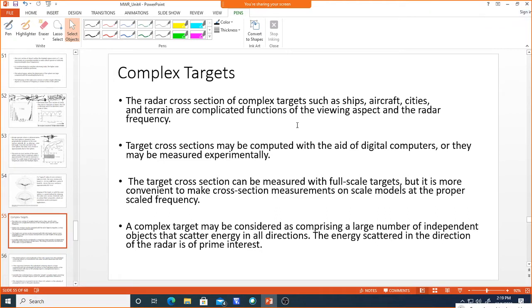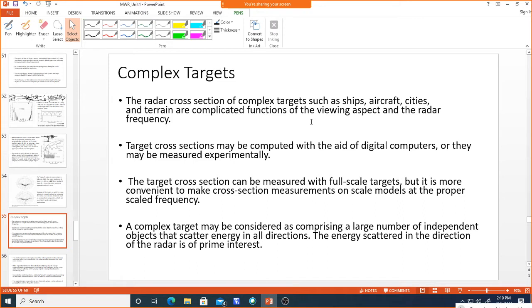These are some of the complicated structures. With respect to frequency, even if the frequency varies, the behavior of these types of targets will be different. So we can calculate using some methods, like dividing the complete target into individual separate targets or individual things.